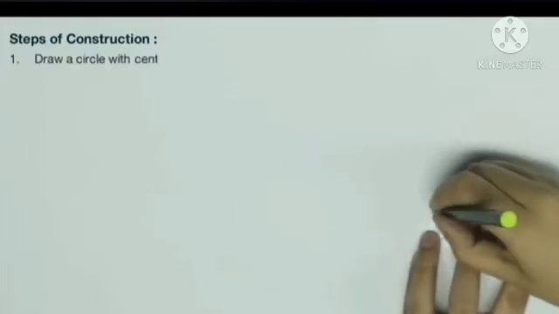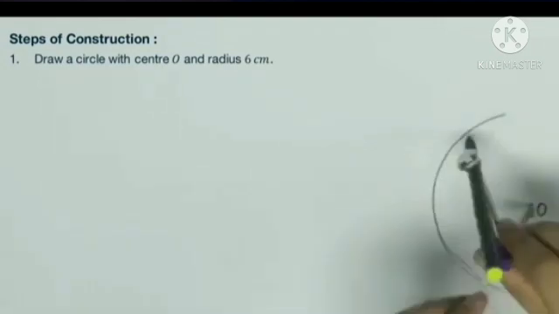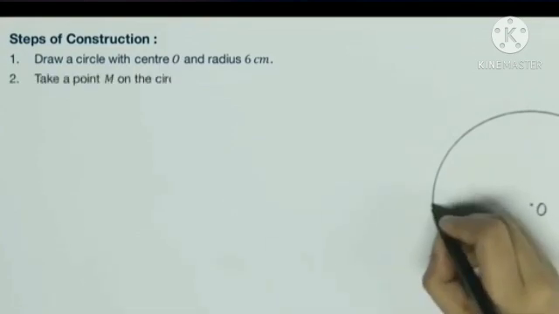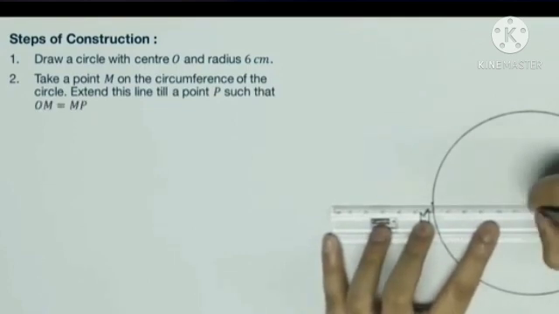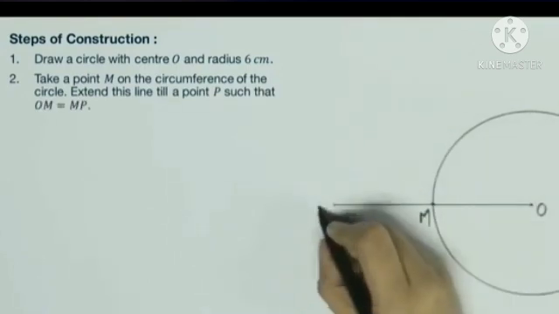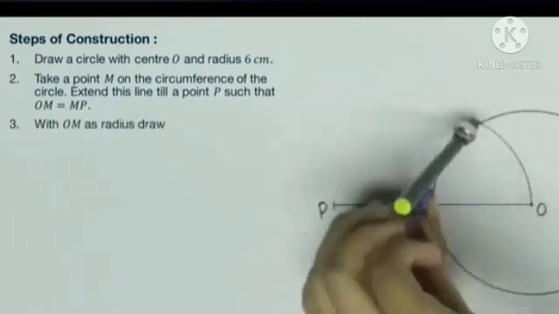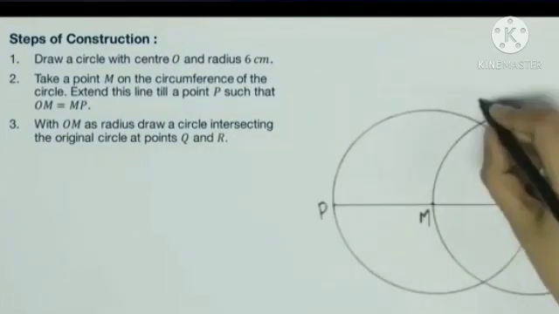Draw a circle with center O and radius 6 centimeters. Take a point M on the circumference of the circle. Extend this line till a point P such that OM is equal to MP. With OM as radius, draw a circle intersecting the original circle at points Q and R.